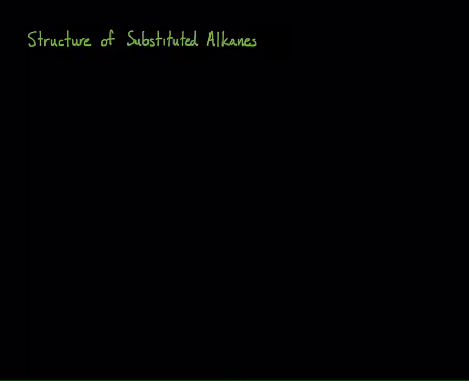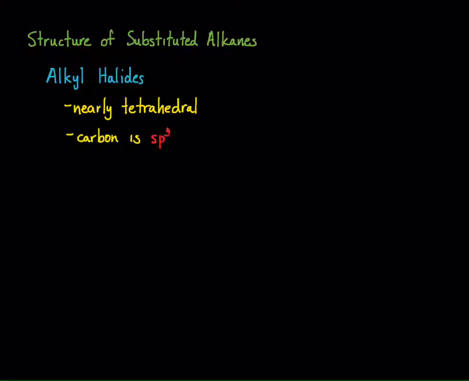Now we're going to briefly take a look at the structure of substituted alkanes, and we're going to start talking about alkyl halides. If you look at the carbon attached to any of the substituted alkanes, you see that the carbon is nearly tetrahedral, unless it's an sp2 hybridized carbon. So we're assuming that the carbon is sp3 hybridized for alkyl halides because we're talking about an alkyl group. If we were talking about a vinyl group, then it would be different. But here we're just talking about simple alkyl groups, right?